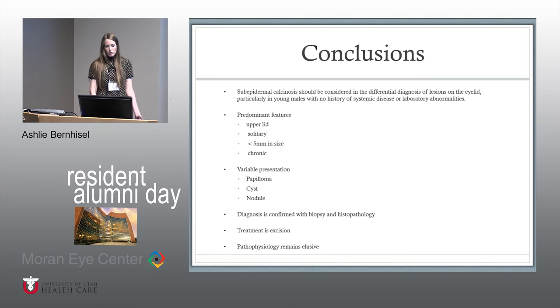So it's most typically on the upper lid. It's usually solitary, less than 5 millimeters in size, and typically chronic. Like I said, the presentation and appearance can be variable, and you have to confirm diagnosis with biopsy and histopathology. Like I said, treatment is always excision, and the pathophysiology remains elusive.